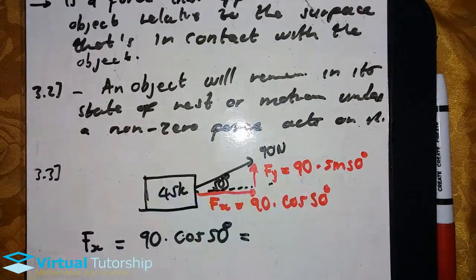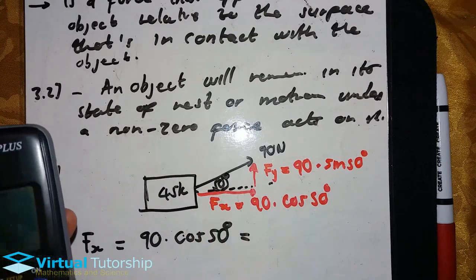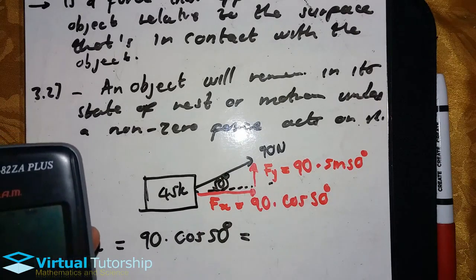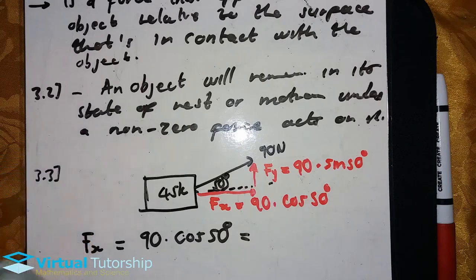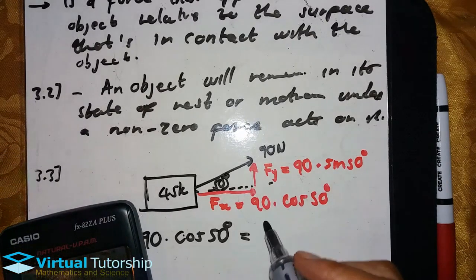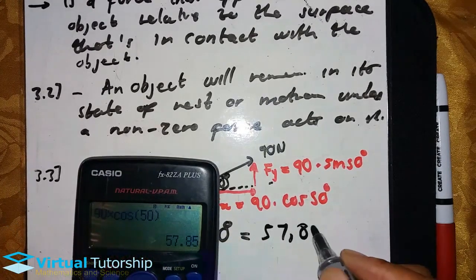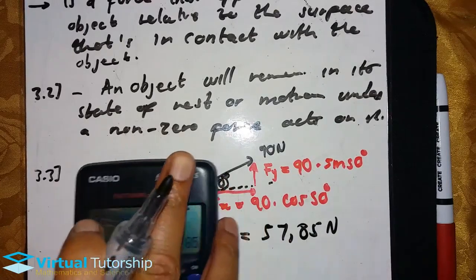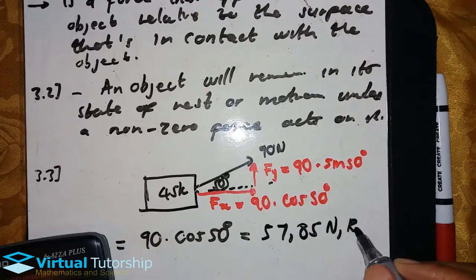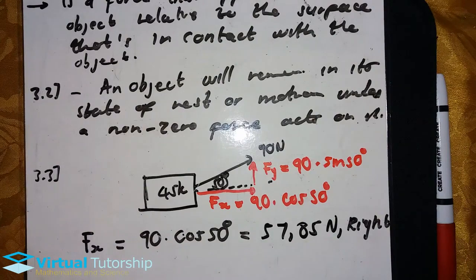These formulas for calculating the vertical as well as the horizontal components use trigonometric ratios. It's just a matter of manipulating these formulas. So the answer here is about 57.85 newtons. Remember, this is a force, so make sure to specify a direction: to the right.